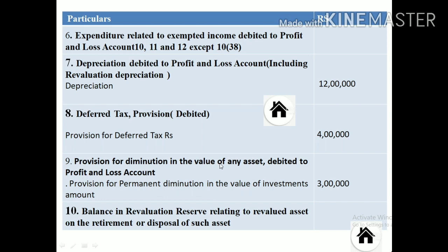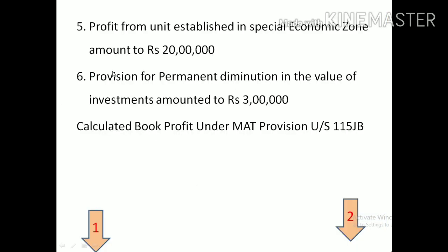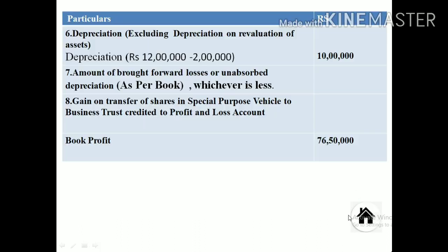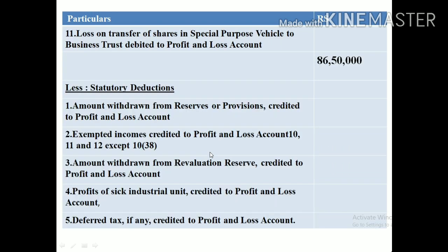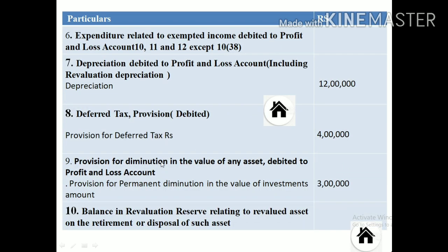Next one, provision for diminishing the value of asset debited to the profit and loss account. See, we have this one, provision for diminishing the value of investment. Please observe the problem here. We have provision for permanent diminishing value of the investment. So it is an addable one, so there should be an add back. That is 3 lakh.